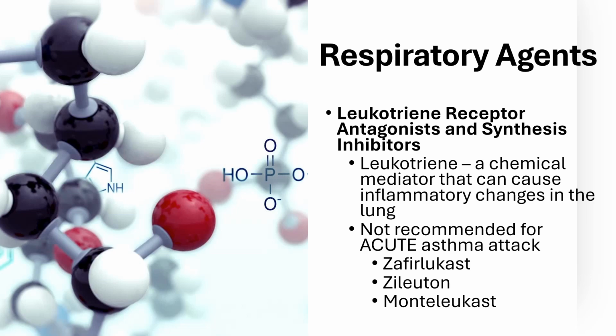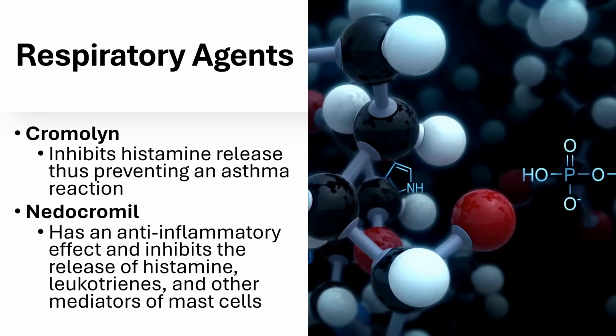Then you have your leukotriene receptor antagonists and synthesis inhibitors, which are not recommended for acute asthma attack: zafirlukast, zileuton, and your montelukast. Respiratory agents such as your cromolyn and nedocromil inhibit histamine release. They have an anti-inflammatory effect and also inhibit release of histamine.